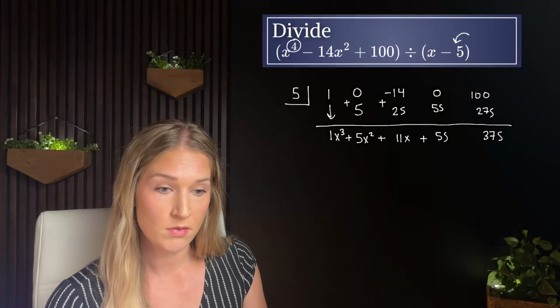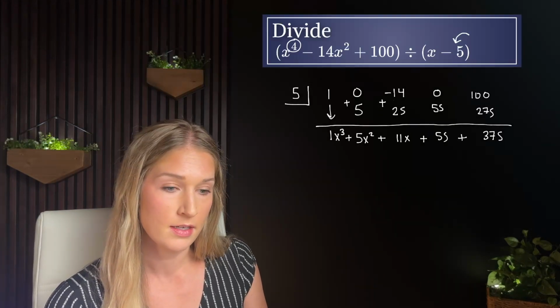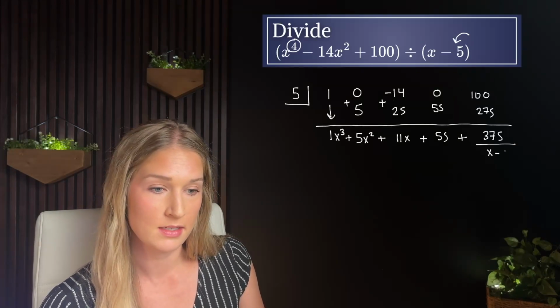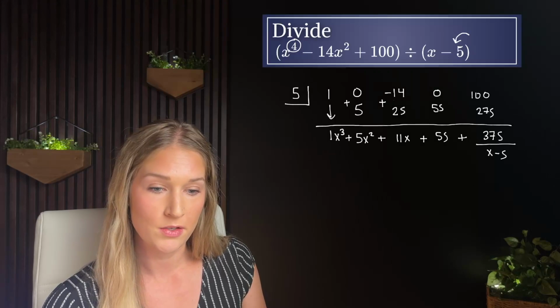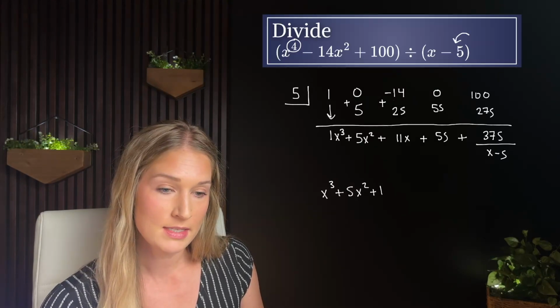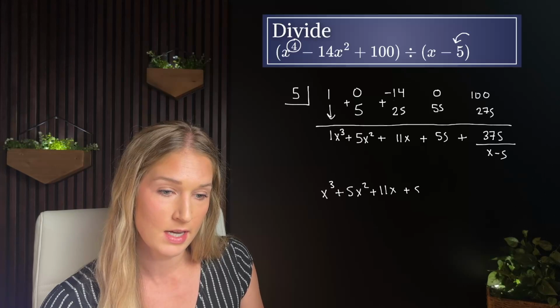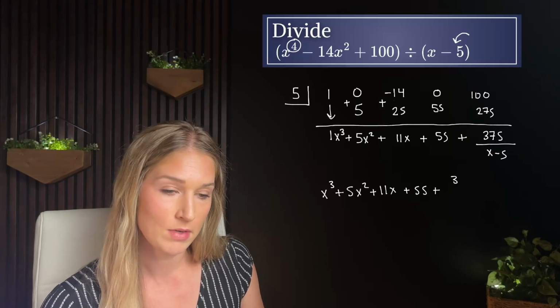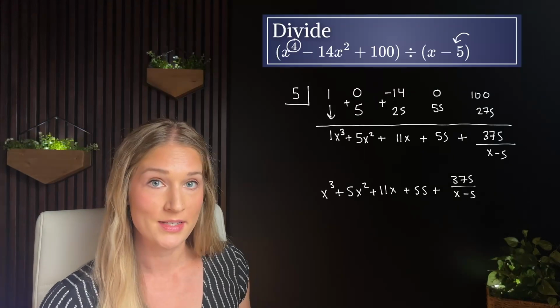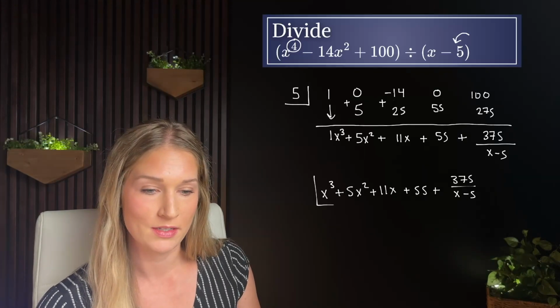So to write the remainder, I just add on that 375 over your divisor, which is x minus 5. So your final polynomial would be x to the third plus 5x squared plus 11x plus 55 plus 375 over x minus 5. So we got to the same place using 2 different methods.